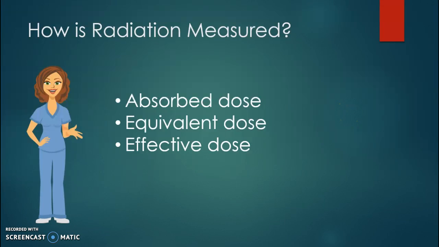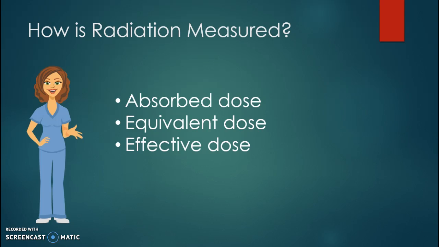Radiation is measured in 3 different ways: absorbed dose, equivalent dose, and effective dose. Absorbed dose is the concentration of energy deposited in a tissue as a result of an exposure of ionizing radiation.